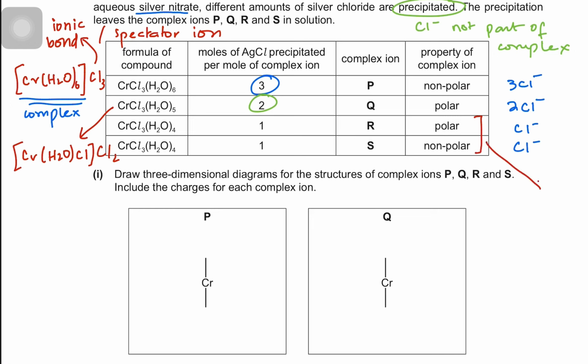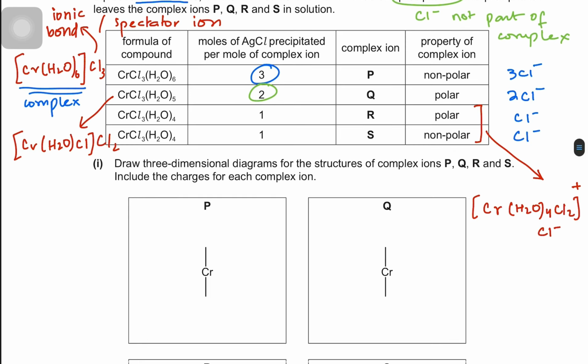If you are making 1 chloride precipitate, it means that there are 4 water ligands, 2 chloride ligands, and 1 chloride which is not part of the complex, that is why it can precipitate. So draw 3D structures, and in order to draw the 3D structure, I will draw the general octahedral geometry.